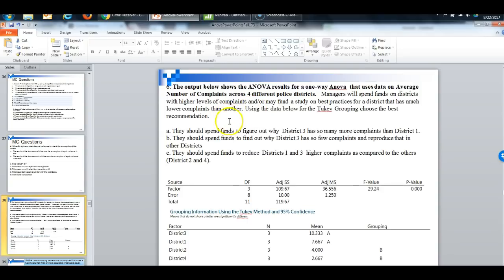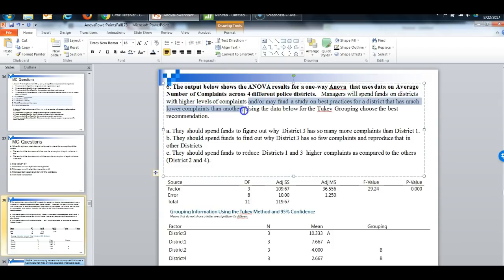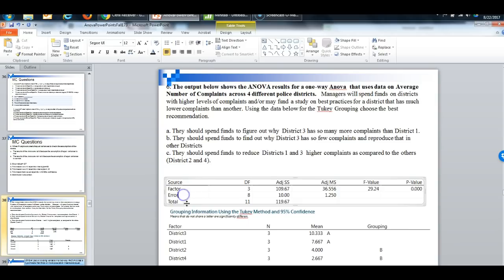All right, the output below shows the ANOVA results for a one-way ANOVA that uses data on average number of complaints across 4 different police districts. Managers will spend funds on districts with higher levels of complaints and or may fund a study of best practices for a district that has much lower complaints than another. Using the data below for the 2 key groupings, choose the best recommendation. All right, so here we have the ANOVA for my H naught.